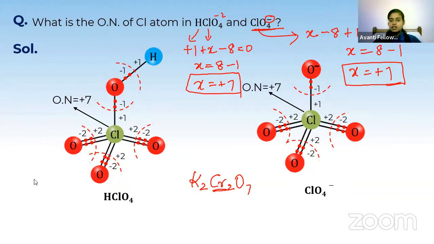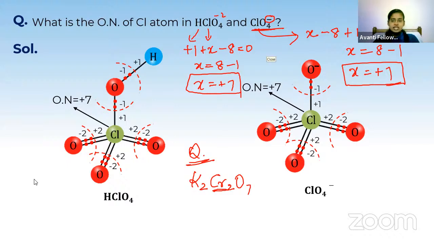Can anyone find the answer for this question? Find out the oxidation state of chromium metal in K2Cr2O7. This is another question. Minus 3.5. No, no, Bindu, it is not minus 3.5. Go ahead with the calculation method itself.